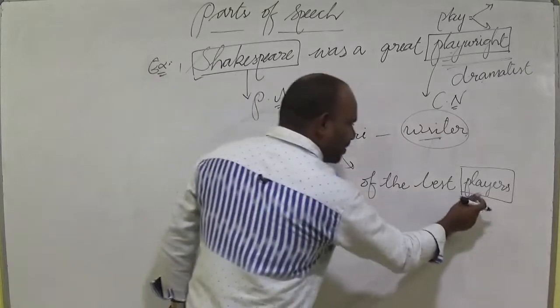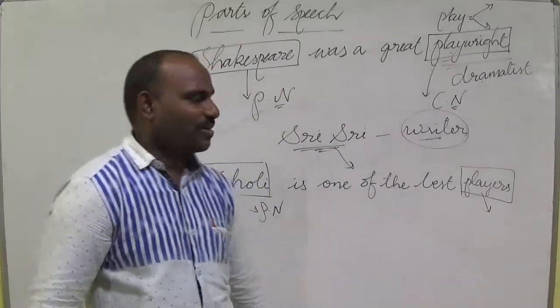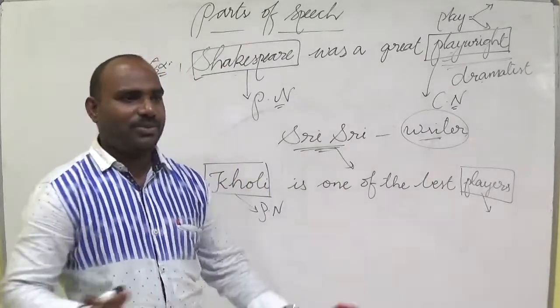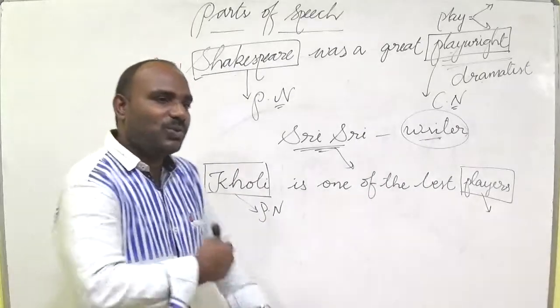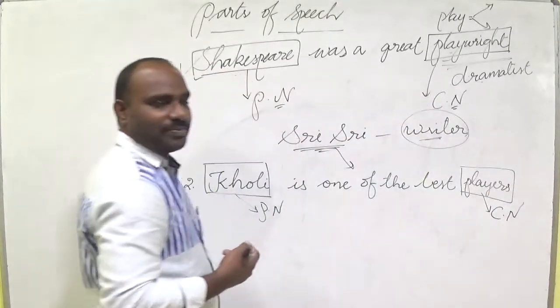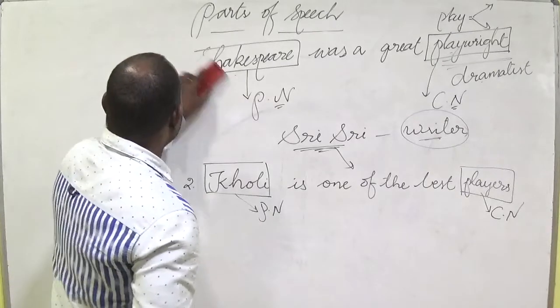And coming to player, we have so many players in cricket history, like Rohit Sharma, Kohli, Dhoni, Chris Gayle. You know most of the players. So we use player for all the players who play cricket. That's why this is called a common noun. And one more example, we'll see.